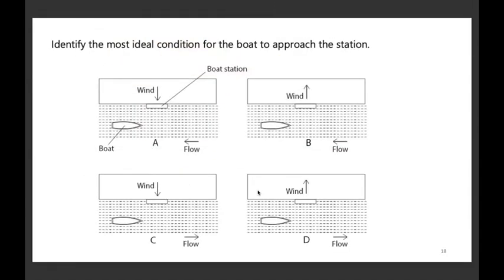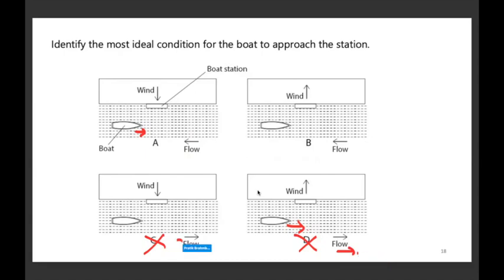Identify the most ideal condition for the boat to approach the station. In this case, in order for the boat to approach a station, your flow of the river should be against the direction of the boat, because if it is moving in the same direction as the flow of the river, तो उसका जो ब्रेक करने के लिए जो प्रेशर है वो आपको ज्यादा डालना पड़ेगा. You'll have to put more force to rotate, of course, the boat, and also to keep it to come to a standstill when it reaches the boat station. Henceforth, it has to be against it. The option C is wrong and D is wrong, जिसमें boat का direction और flow का direction same है.